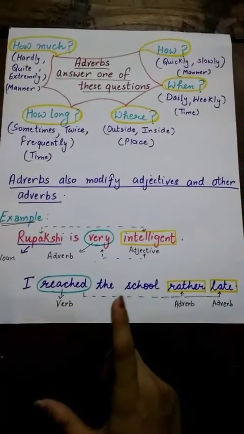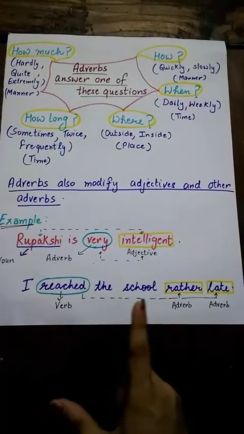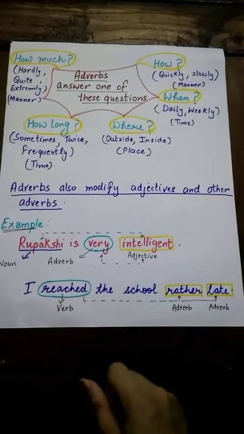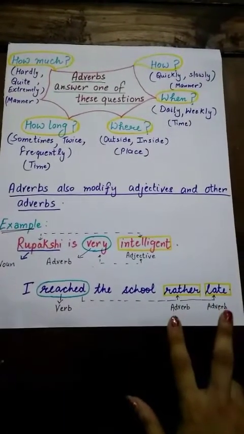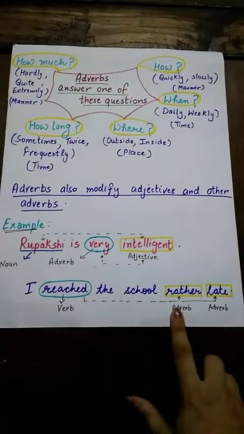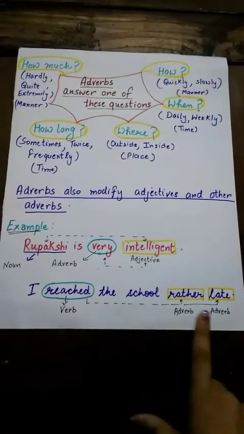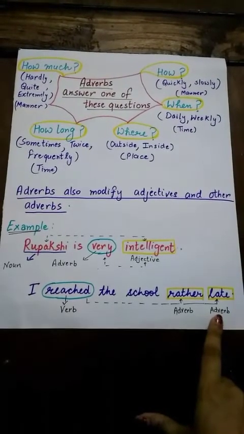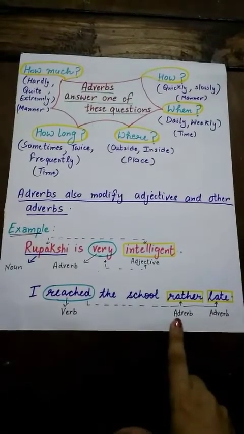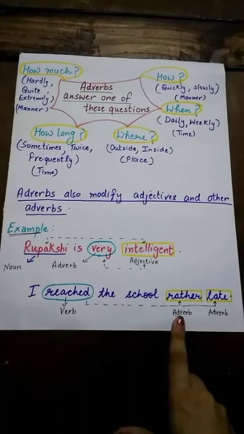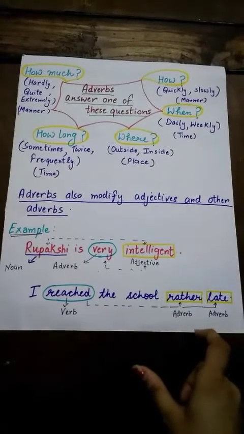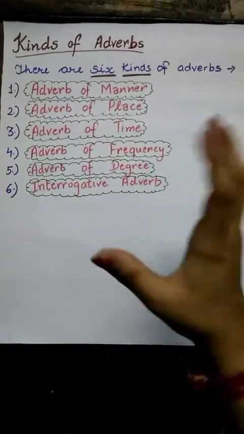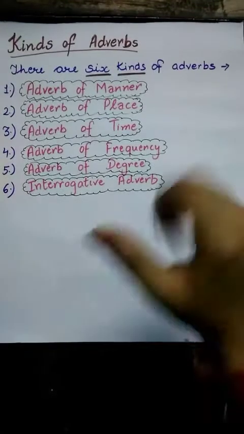Similarly, read the second example. I reached the school rather late. That means I reached the school quite late or a bit late. Now there are two adverbs in this sentence, rather and late. The adverb late is telling you about the time at which I reached the school. The second adverb, rather, is telling you how late I am for the school. Now let's read about the kinds of adverbs.